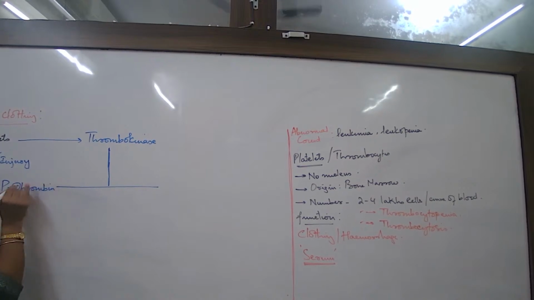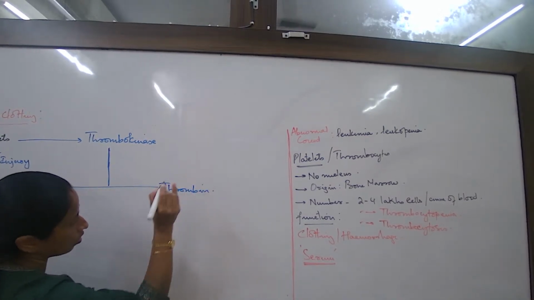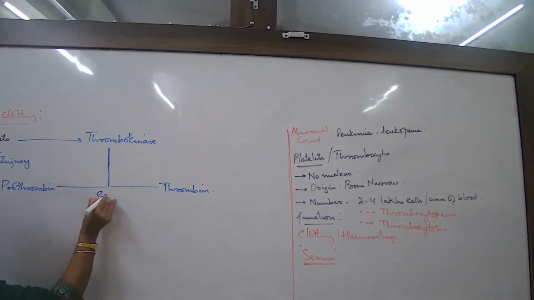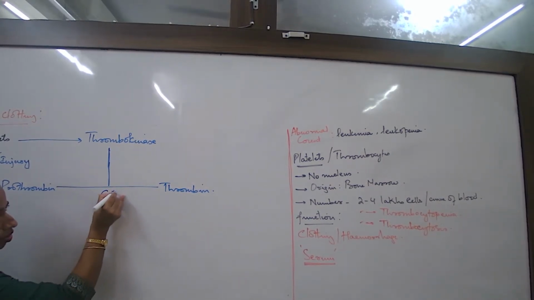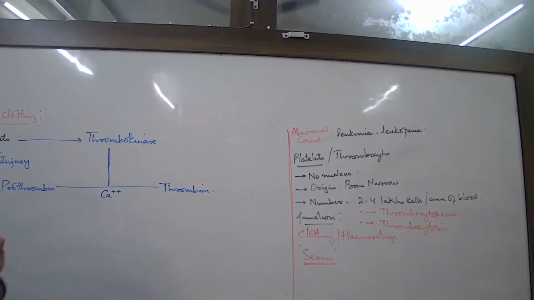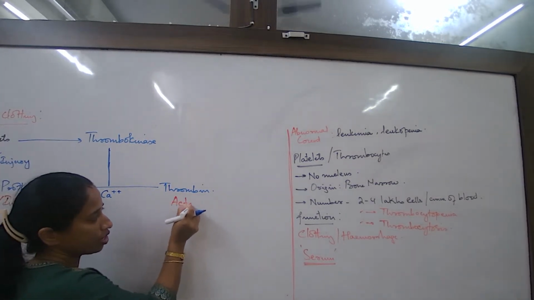prothrombin to thrombin. And this step will also require the presence of calcium ions. Always remember, with reference to enzymes, as you also studied last year, whenever you are talking about any compound that is a precursor form, that is the inactive form.